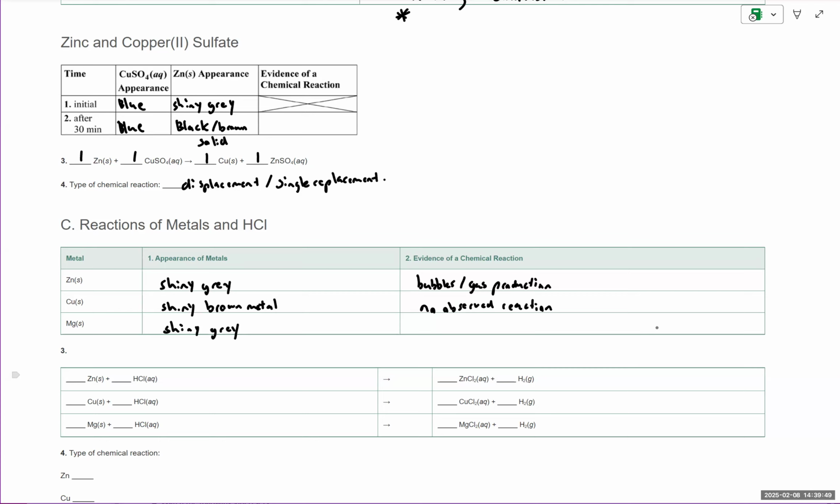Finally, for magnesium, we observe gas production. And then I'm just going to note that this is a vigorous or very rapid reaction. As we observed for magnesium, the moment we added the hydrochloric acid, it started bubbling like crazy.